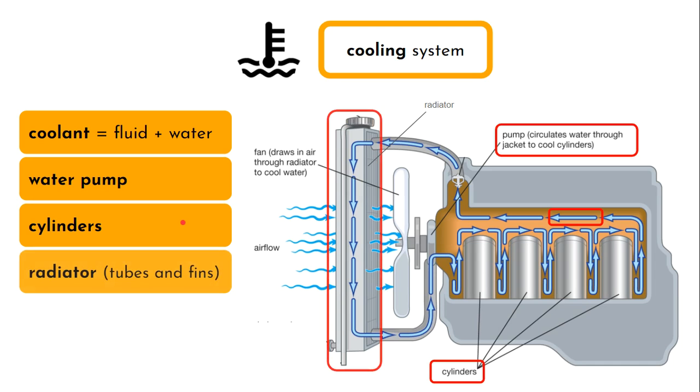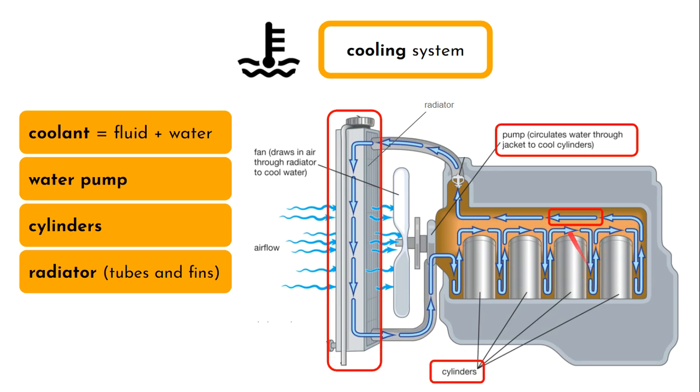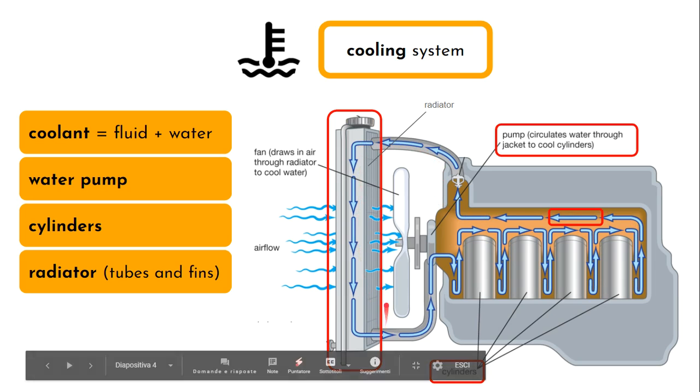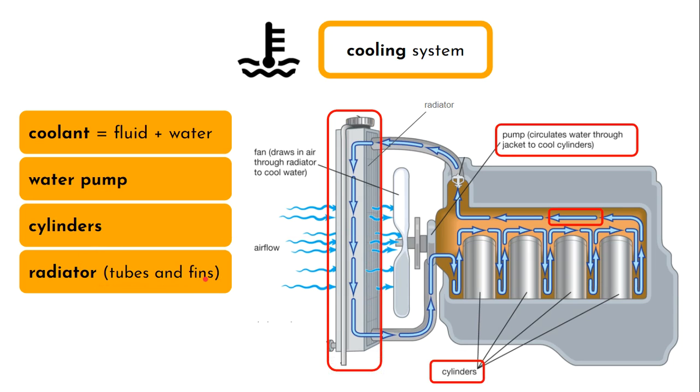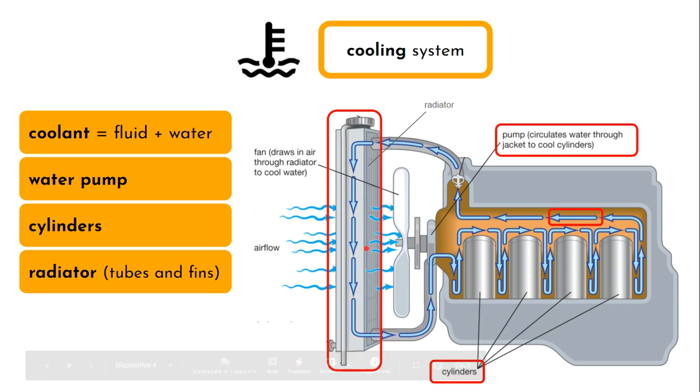Okay? Now, of course, all this water becomes very hot when it is in contact with the cylinders, right? Because here you have a combustion taking place. So the water becomes very hot. So it needs to be cooled. Deve essere raffreddata. That's why we have a radiator. A radiator is made of tubes and fins. Fin significa sarebbe la pinna, no, di un pesce, ma quando parliamo di motori chiaramente sono delle alette. And the fins, le alette, help to disperse heat. Aiutano a disperdere il calore, ok?